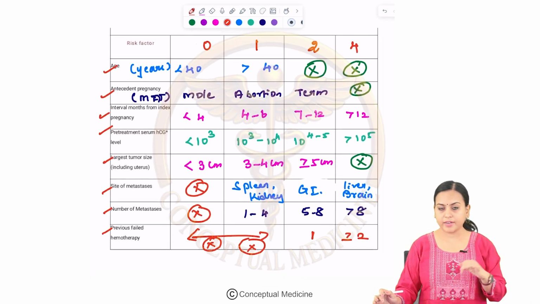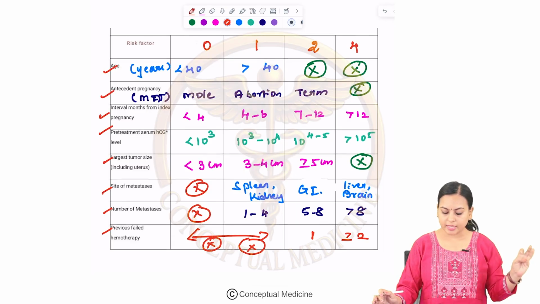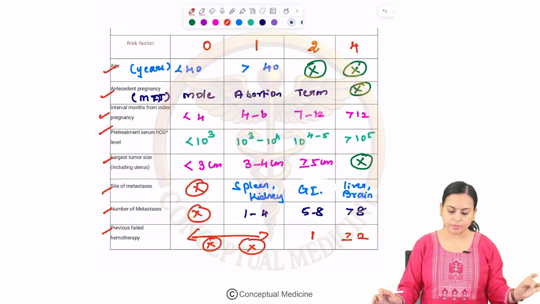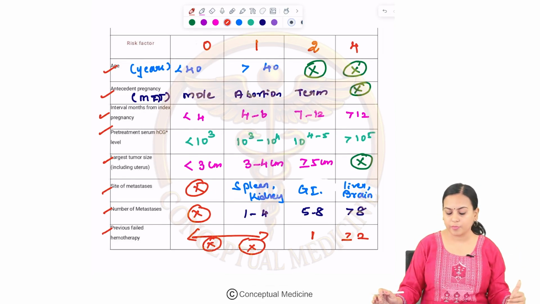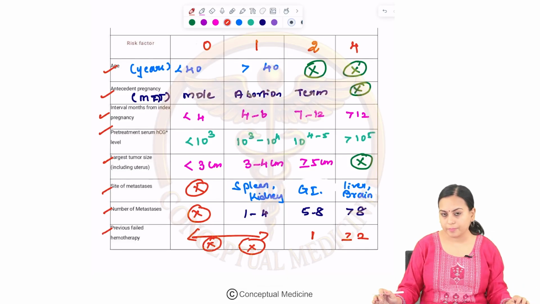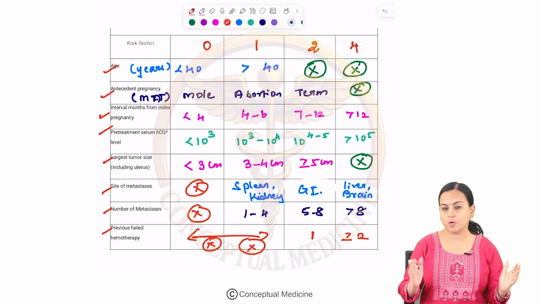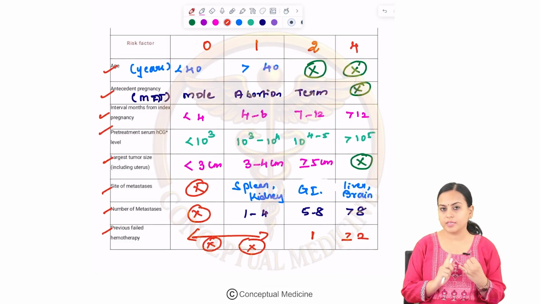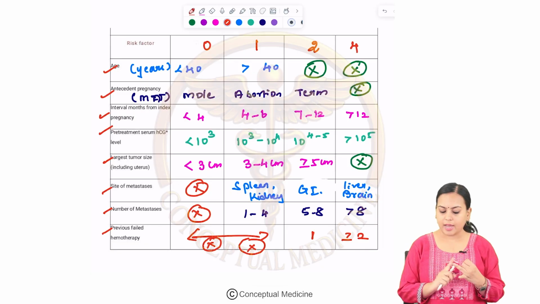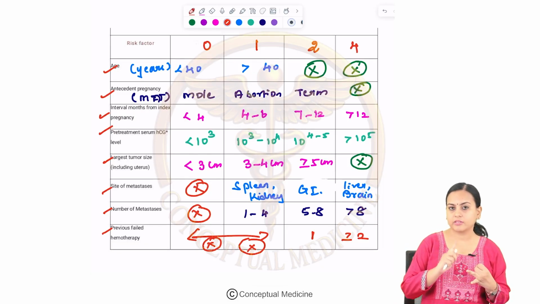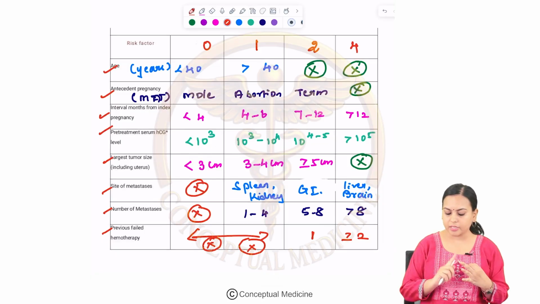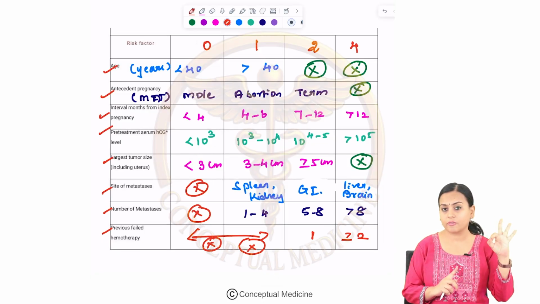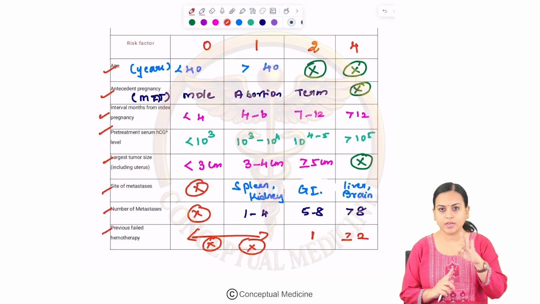Remember the risk factors it is involving, that is age, antecedent pregnancy, interval months from index pregnancy, pre-treatment β-hCG, largest tumor size, site of metastasis, number of metastasis, and previous failed chemotherapy. The score should be between 0, 1, 2, 4; 3 is not there, it is directly 4. Age, only 2 age groups, less than 40 years and more than 40 years. Antecedent pregnancy will be MAT, that is mole, abortion and term, done. Interval months from pregnancy, you have to start from 4. So, that is less than 4, 4 to 6, 7 to 12 and more than 12.